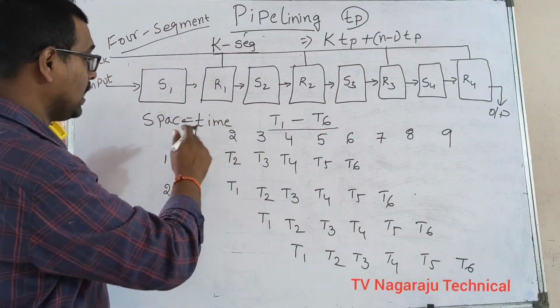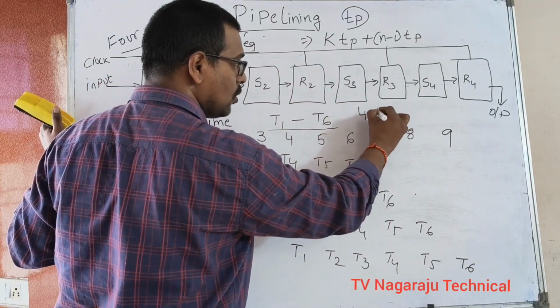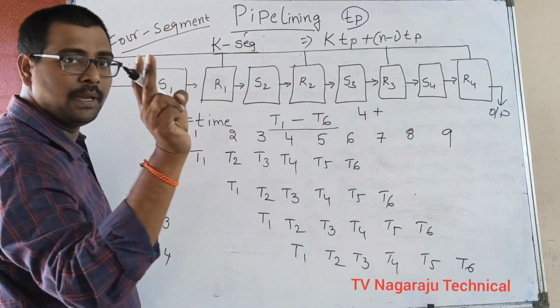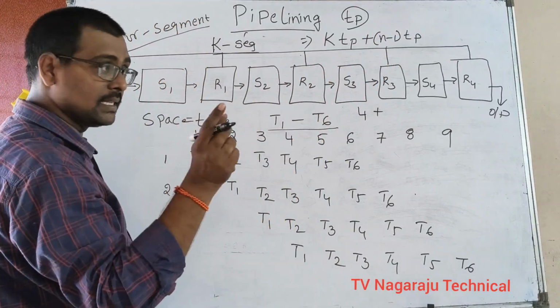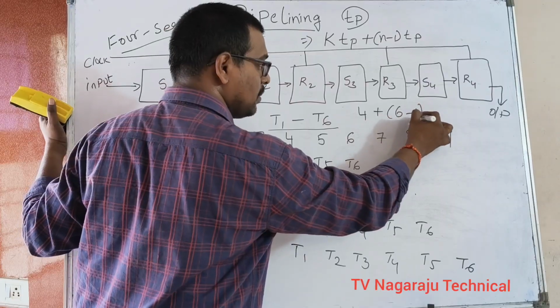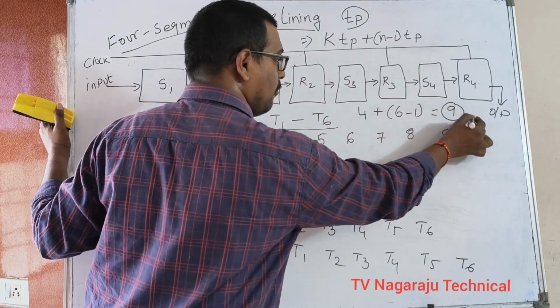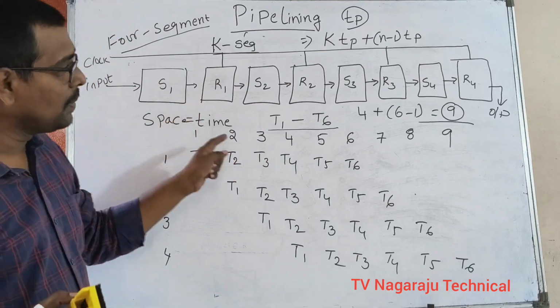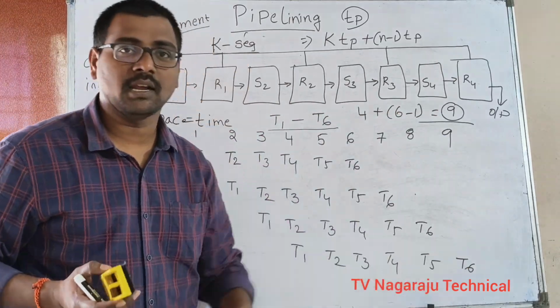For example, in this example, what is the k value? The k value is equal to 4. Assume Tp is equal to 1. What is n minus 1? N is the number of tasks. So I have 6 tasks. 6 minus 1. So 4 plus 5, that is 9. Now if you understand carefully, how many clock cycles are required? 9 clock cycles, and my tasks are completed.